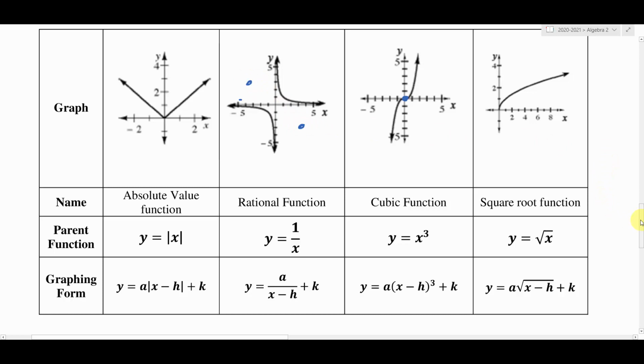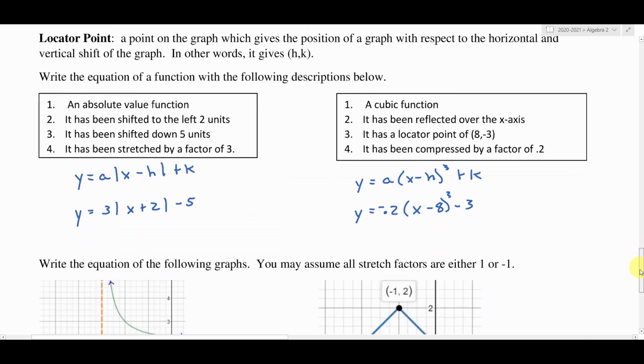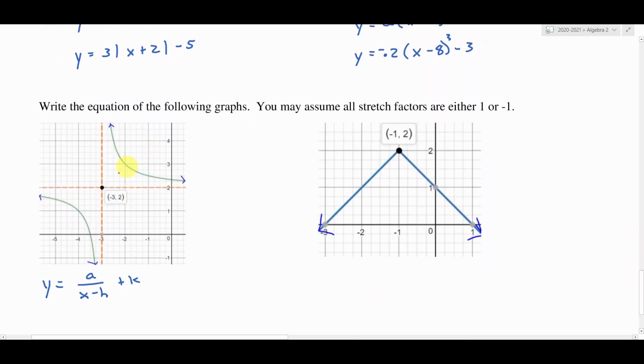Okay, so let's go see what quadrants our graph is in. So we are in the first and the third, so this would tell me that it has not been reflected as the curves remained in their original quadrants here. Okay, so that means A is 1.